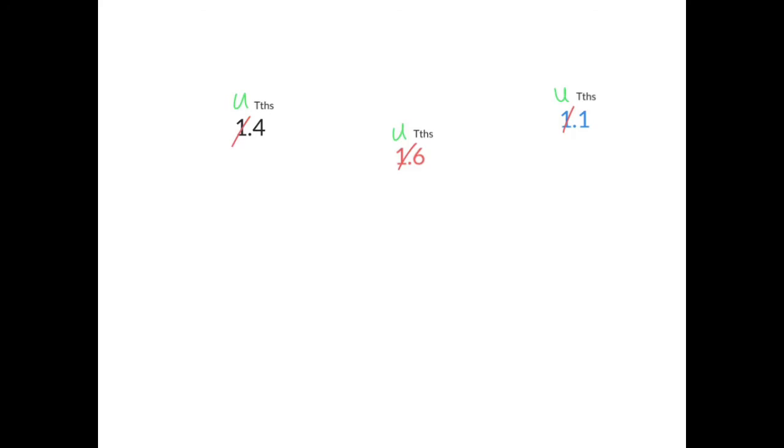Now we're in the tenths column. We've got a 4, we've got a 6, and we've got a 1. So we know that the smallest out of these three digits is the 1. So 1.1 is our smallest decimal. Now we're looking at the 4 and the 6. So the next smallest number is 4. So 1.4 is our middle number, which leaves us with our biggest number, which is 1.6. In ascending order, smallest to biggest, 1.1, 1.4, 1.6.